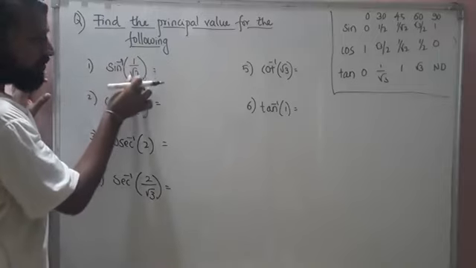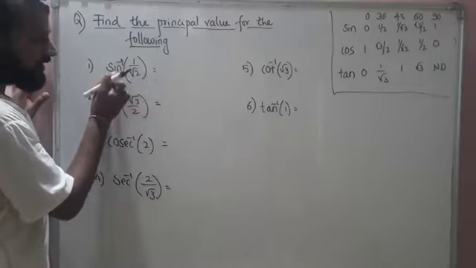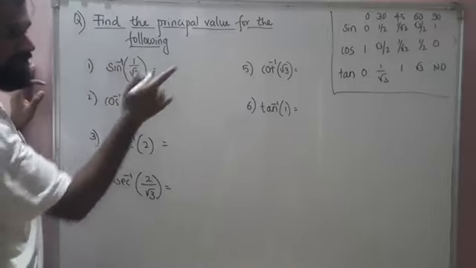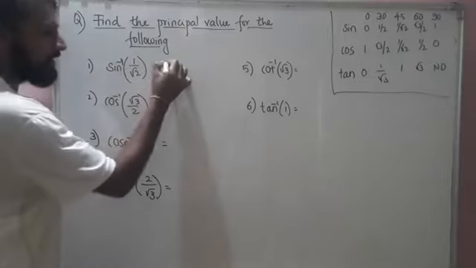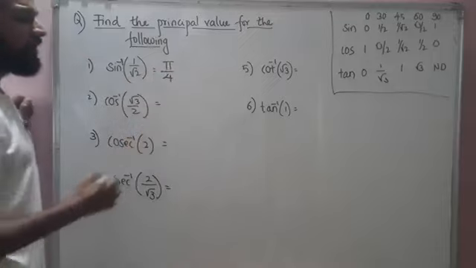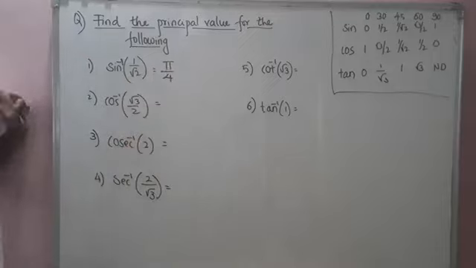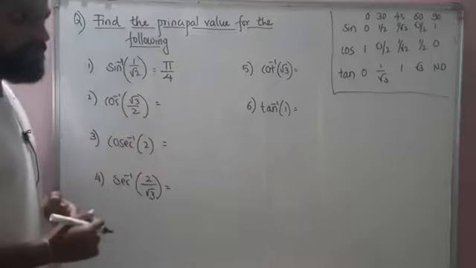Sine inverse 1 by root 2. Sine ಯಾವ ಆ್ಯಂಗಲ್ ನಿಮಗೆ 1 by root 2 ಕೊಡುತ್ತೆ? There you can see that is 45 degree, means pi by 4. You can pause the video and you can write for all.